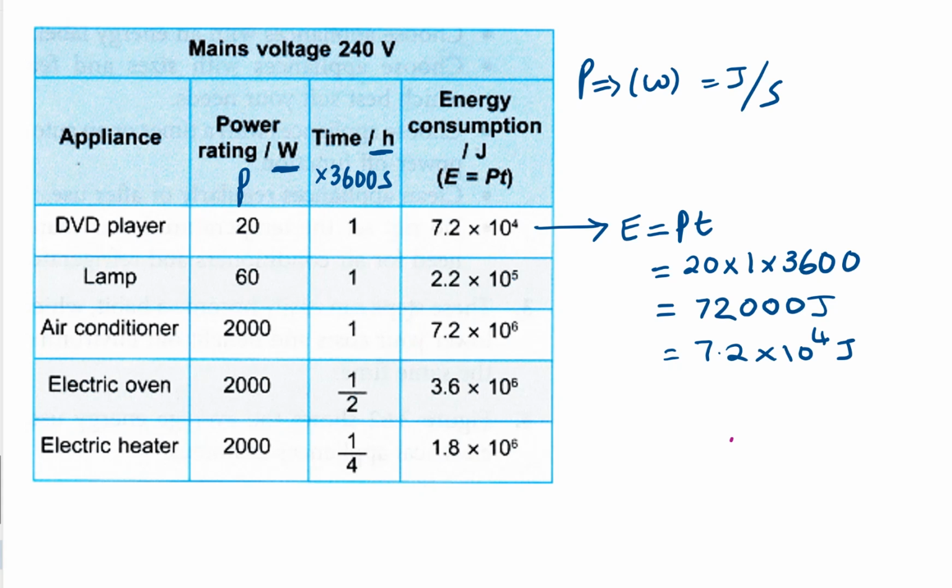If in the exam you've been asked, you're going to do the same thing. If time is in hours, you're going to convert it into seconds, because power always means joules per second, because watt itself means joules per second, and you have to keep the units the same.